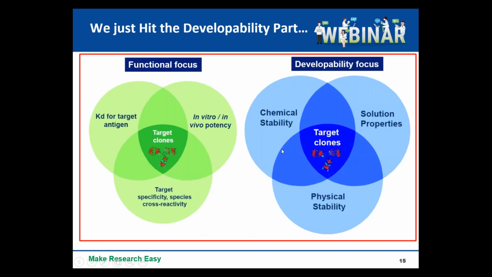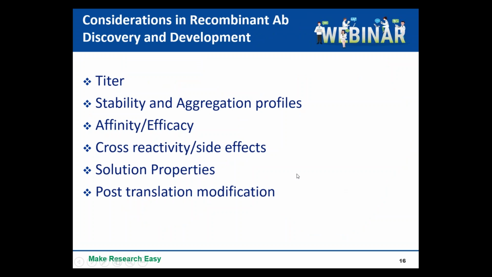And then when we finish that, we just hit the developability part. There are several quick factors we can consider, of which I'll talk to you about on the next page. Now, there are 6 parameters listed here, things that we need to consider in developing a recombinant antibody.